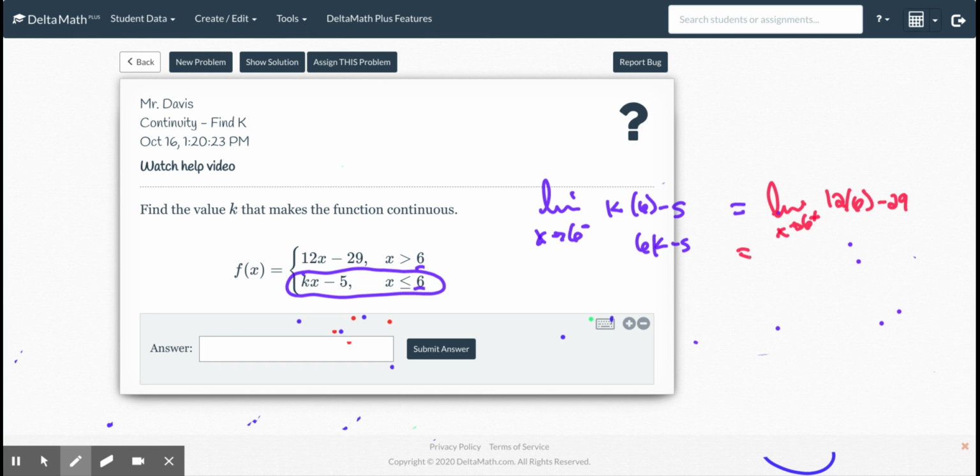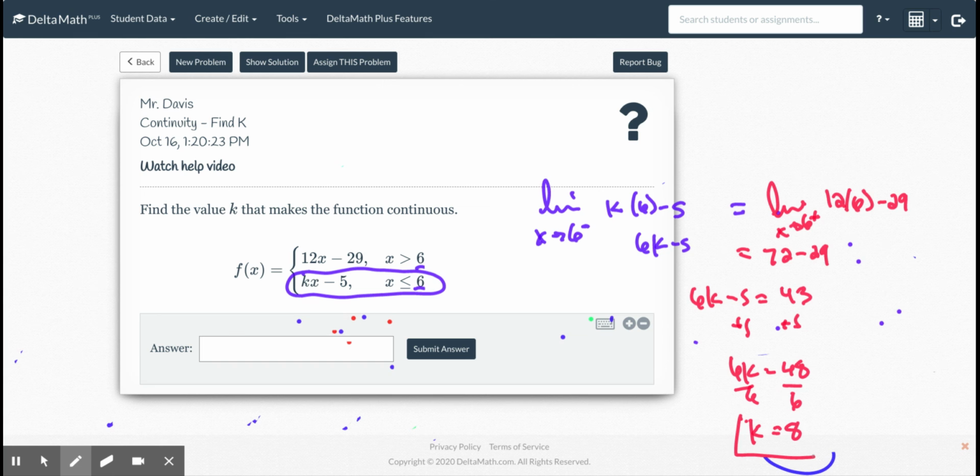So this should equal 6 times 12 is 72 minus 29. So 6k minus 5 equals 43. Add the 5 over. 6k is 48. So divide by 6, and k equals 8. That will make it continuous. We shouldn't have to worry about the f of c value in this one. It should be good to go because it does have the or equal to underneath of there. So that would be just plugging it into the same function.